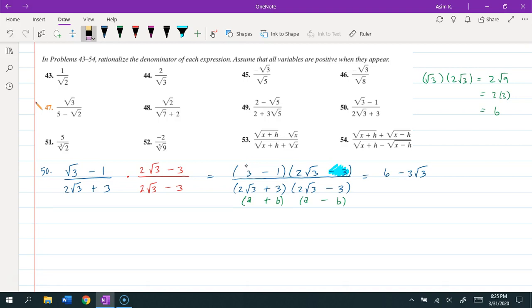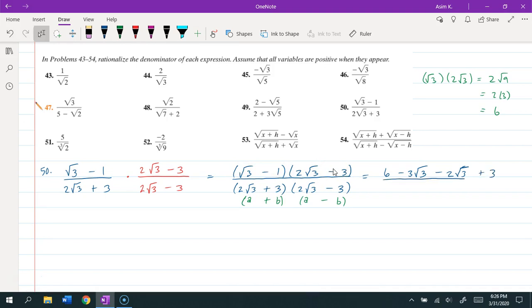In the third one, what we're going to do is multiply the 1 to the 2 root of 3. So we're going to multiply this 1 to that 2 root of 3. Notice how there's a negative out front, so that's going to become negative 2 root 3 like that. And finally, the last one, the easiest one, is negative 1 times negative 3, which gives you positive 3.